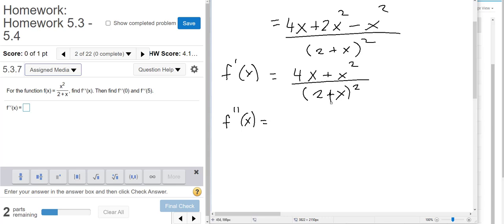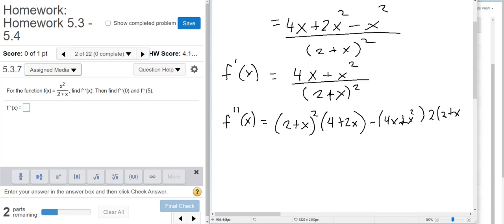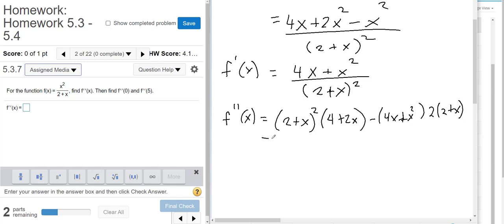Using the quotient rule, we have the denominator, 2 plus x quantity squared. Derivative of the numerator, 4 plus 2x. Minus the numerator, 4x plus x squared, times the derivative of the denominator, 2 times 2 plus x, and then the derivative of the base inside there would be 1, so we don't have to write that. And all of that is over 2 plus x quantity squared, all squared.